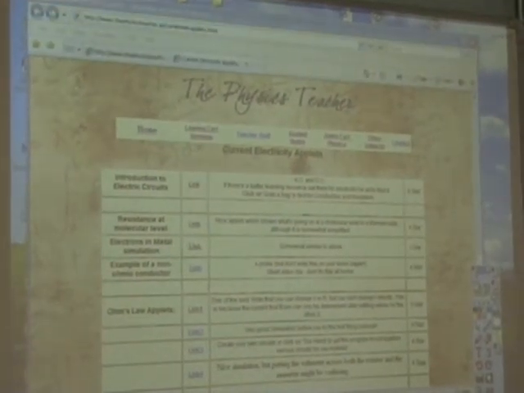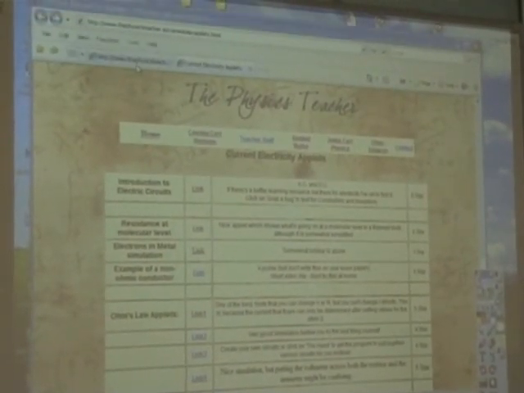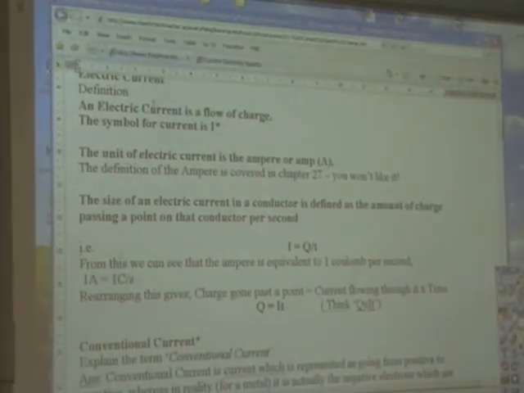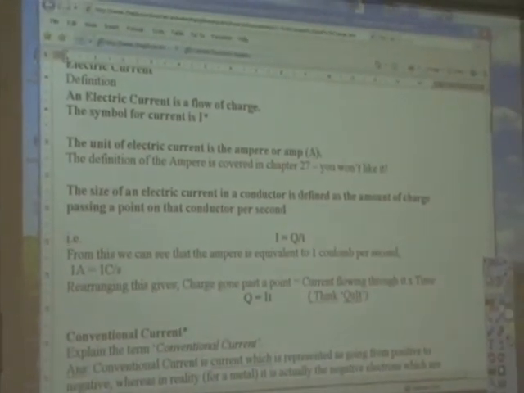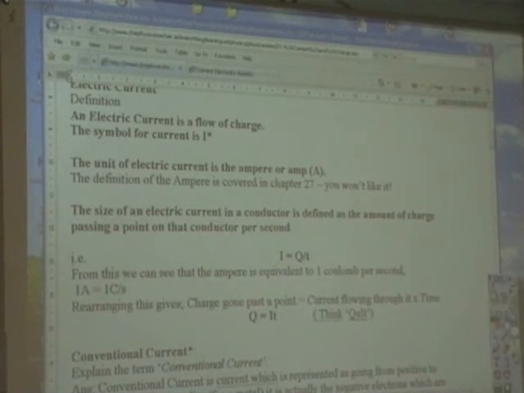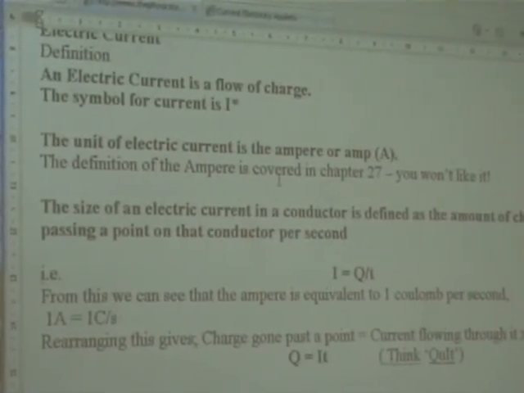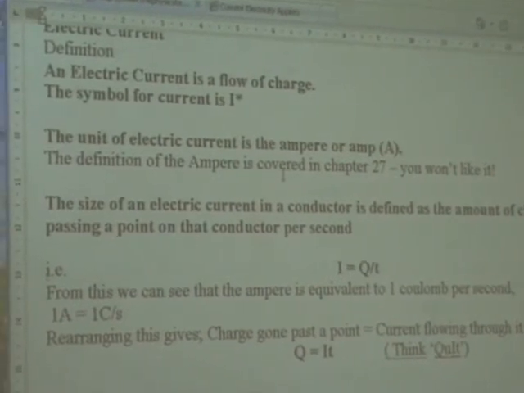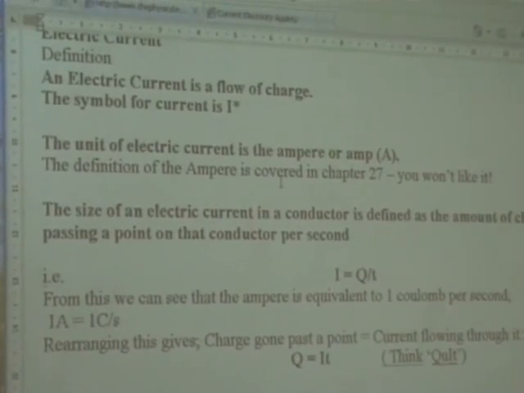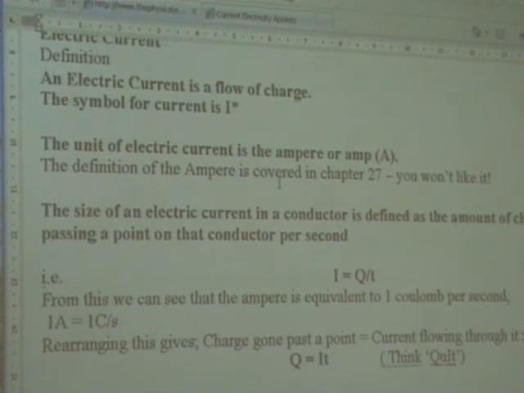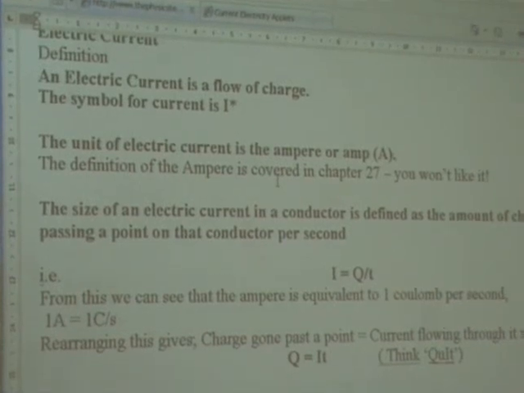Okay, let's go back up to the note we were just about to finish with. Electric current, we said, is a flow of charge. It's measured in amps, and we said the unit of electric current is the ampere. The definition we come across later on, and you won't like it, because it's measured in terms of magnetic forces. It's the current effect. To determine how big a current is, you look at the magnetic effect that it exerts on another part of a circuit or on another wire, and that determines how big it is. Go through it nice and quickly here.